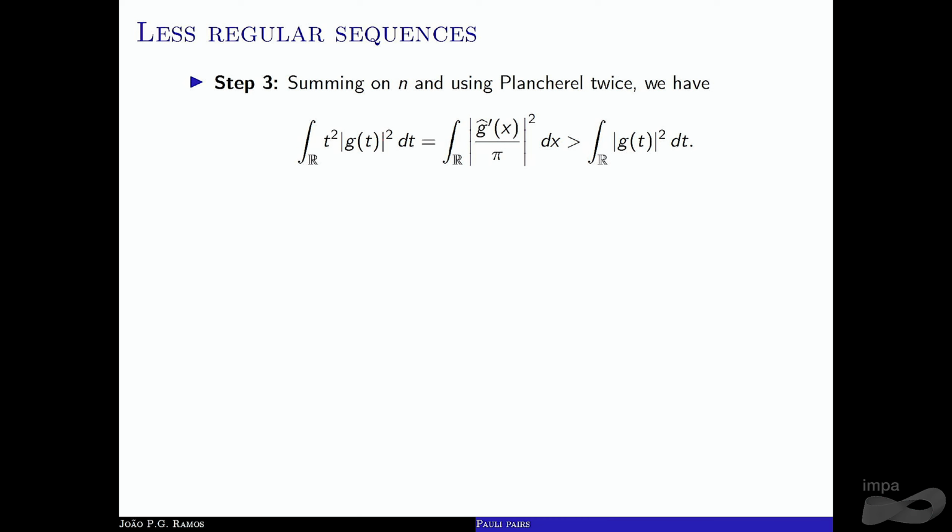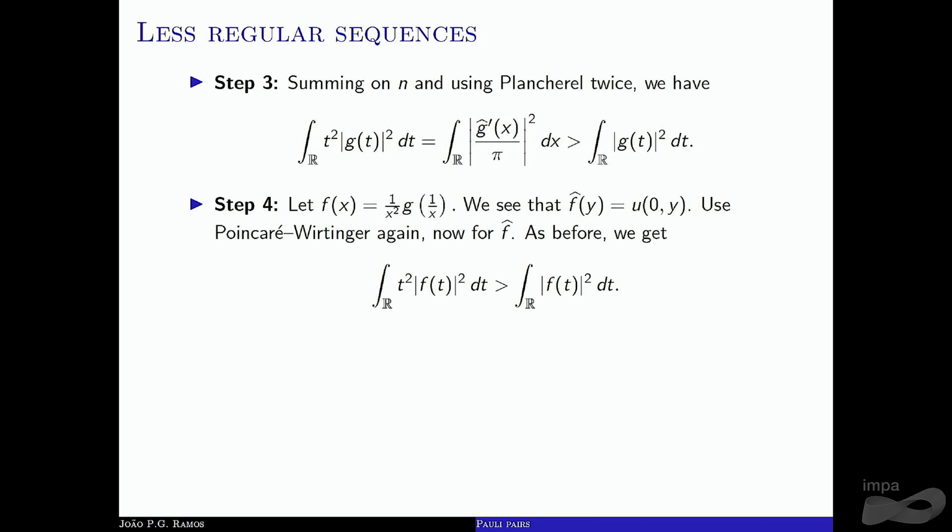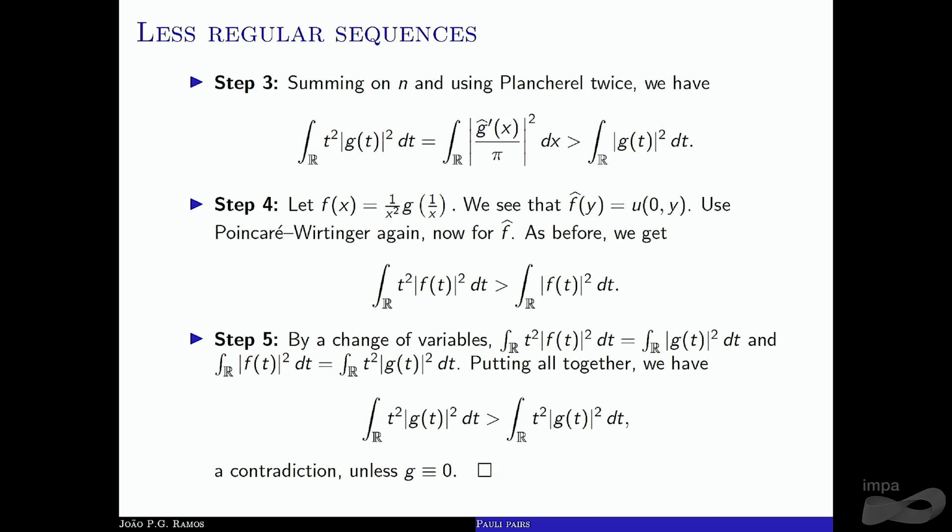But the catch is that I'm going to do the same thing for this other function, 1 over x squared, g of 1 over x. And the nice part about this function is that its Fourier transform is the restriction of u to the y-axis. So I use this exact same inequality and get the exact same conclusion, but I have a relationship between f and g. If I change variables, I get that this integral here is the integral of g, and the integral of f is the integral of g with the weight.